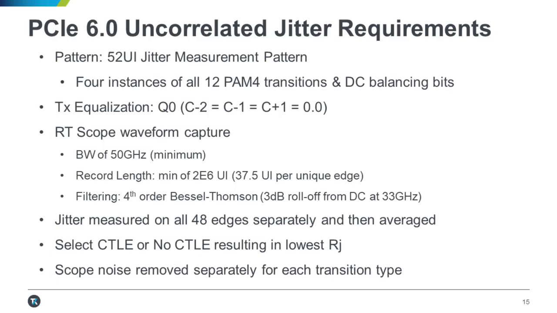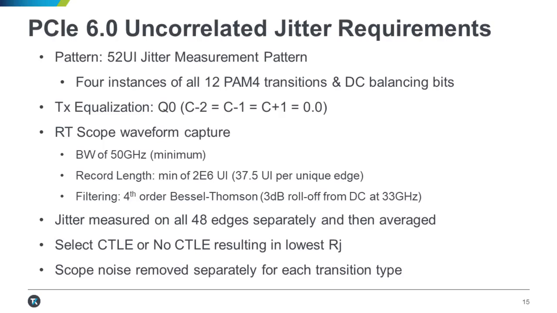So we have this 52 UI jitter measurement pattern, and it has 4 instances of all 12. There's 12 possible transitions for PAM4, right? If you think about it, 0 to 1, 0 to 2, 0 to 3, you can work through that, and you get 12 combinations, so 12 edge types. There's a couple extra bits in there for DC balancing, but essentially you have 4 instances of every type of transition, and each one will have a slightly different impact from the neighboring bits in terms of the ISI, right?